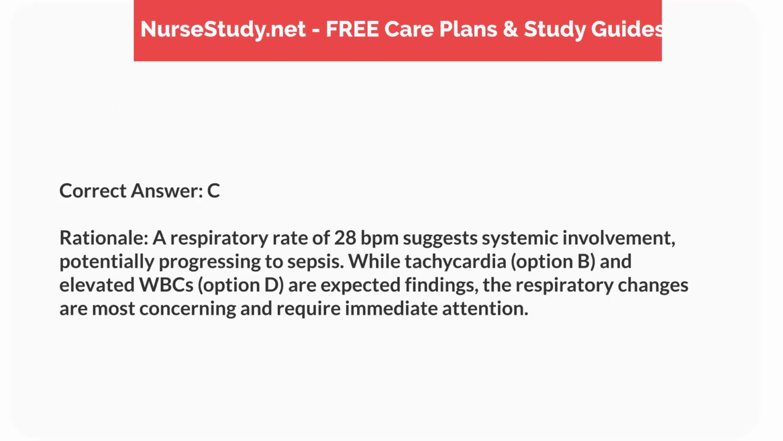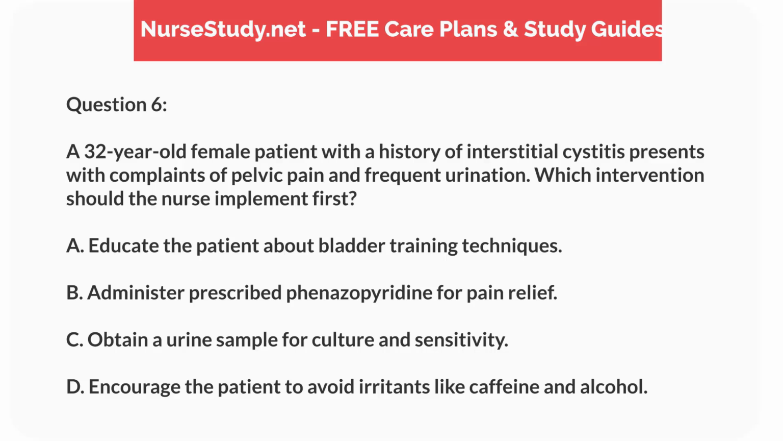Correct answer, C. Rationale: a respiratory rate of 28 breaths per minute suggests systemic involvement, potentially progressing to sepsis. While tachycardia, option B, and elevated WBCs, option D, are expected findings, the respiratory changes are most concerning and require immediate attention.